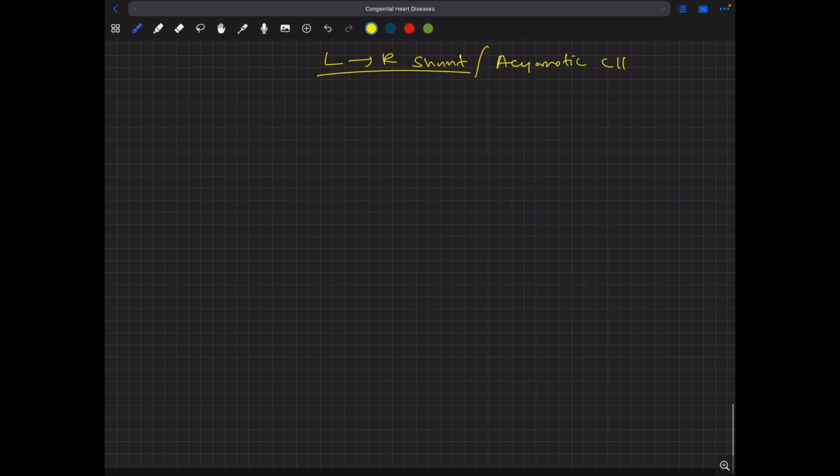In acyanotic congenital heart disease, we have left to right shunt. So there are three examples in which there will be development of left to right shunt. One is atrial septal defect, then we have ventricular septal defect, then we have patent ductus arteriosus. So these three are diseases in which there will be development of left to right shunt. Now I am telling briefly how it is left to right shunt.